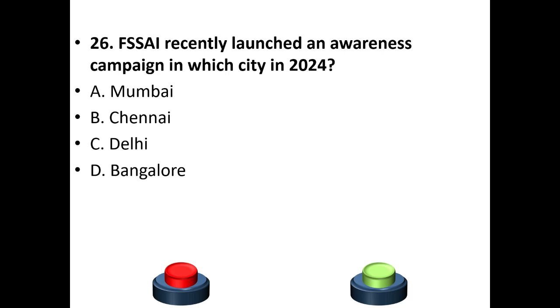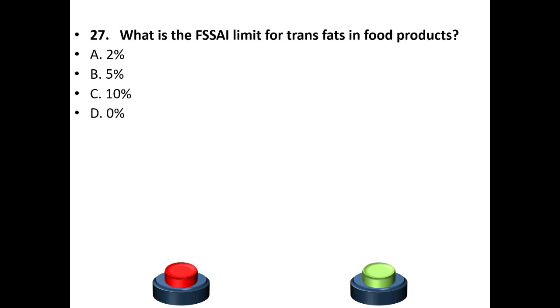26. FSSAI recently launched an awareness campaign in which city in 2024? Mumbai, Chennai, Delhi, Bangalore. Your answer is C. Delhi. 27. What is the FSSAI limit for trans fats in food products? 2%, 5%, 10%, 0%. Here the answer is A.